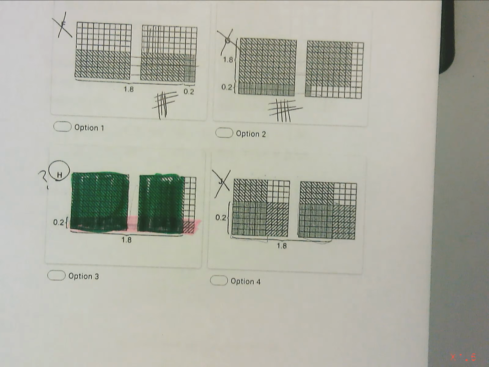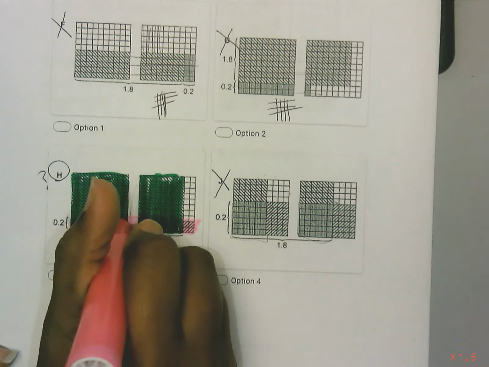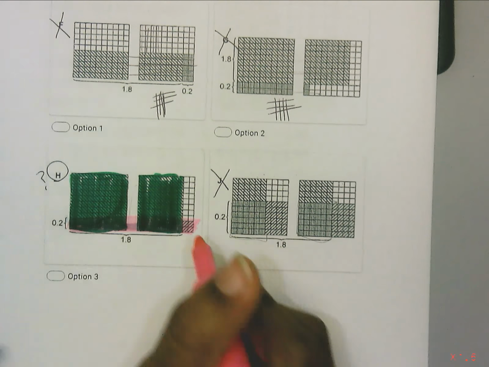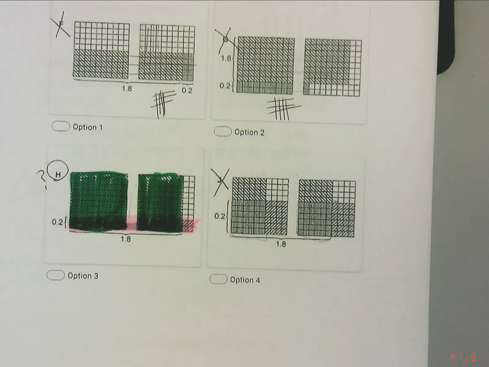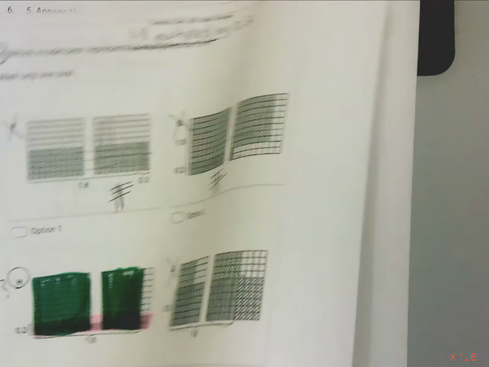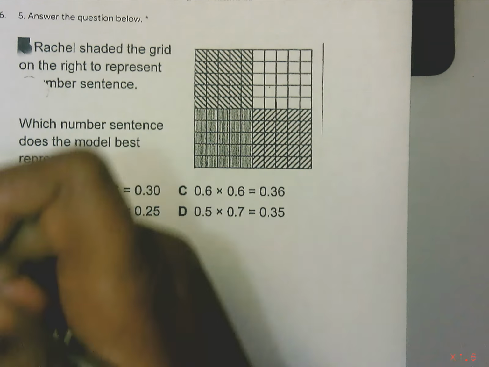Now your answer, see if this pink is a little bit better. Now your answer is wherever it crosses. So you see how this looks like what we've been practicing last week? So H will be your final answer for number 4. All right, we're going to do that again right here for number 5.